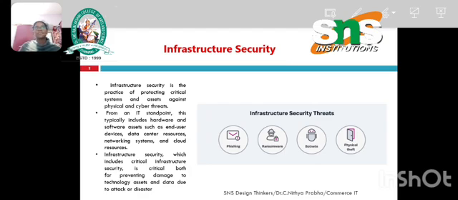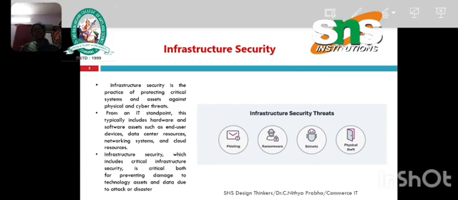Key aspects of infrastructure security: physical security, protecting physical assets like buildings, equipment, and data centers from theft, vandalism, and natural disasters. Network security, protecting the network infrastructure, including firewalls, VPNs, and intrusion detection systems, from unauthorized access or attacks. Application security, protecting applications from vulnerabilities to attacks such as SQL injection or cross-site scripting. Data security, protecting data at rest and in transit from unauthorized access, modification, and deletion.